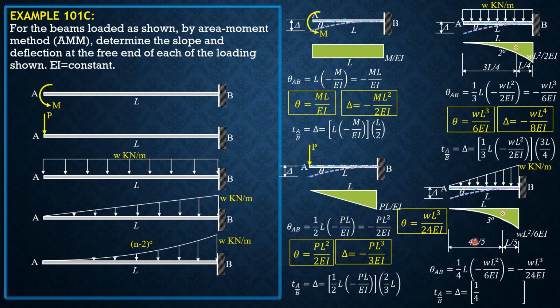So deviation of A relative to the tangent at B, which is delta, is 1/4 of L times negative WL square over 6EI times 4/5 of L. Cancelling out 4, so delta is negative WL to the 4th over 30EI.